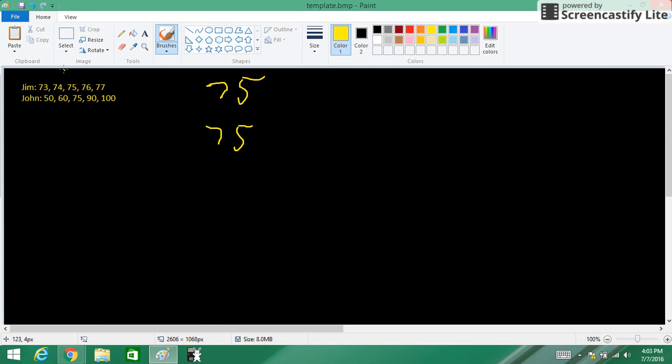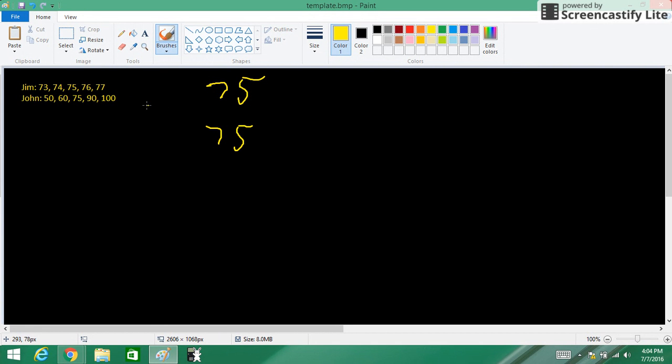Now, if you look at these lists closer, there's a glaring difference between Jim and John. John is less consistent than Jim. Jim is very consistent in his test scores. John is a little bit more erratic. Now, in stats, another way we could describe a list is to talk about spread, how spread apart the numbers are.